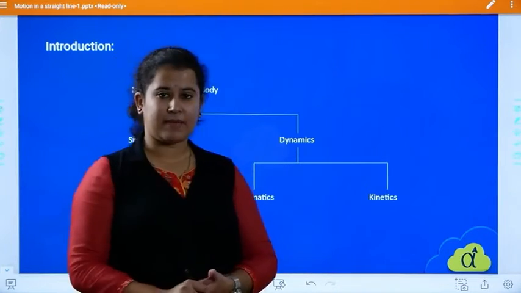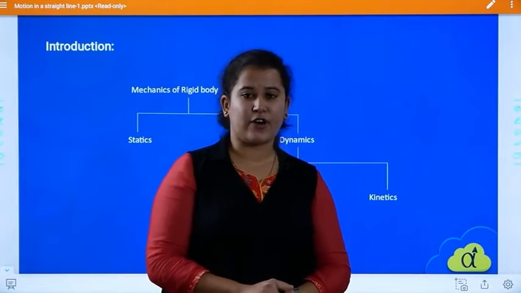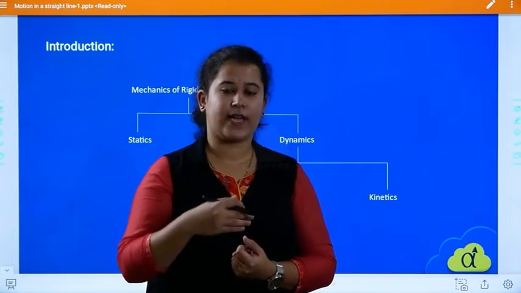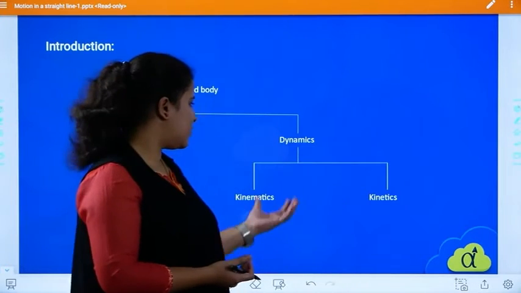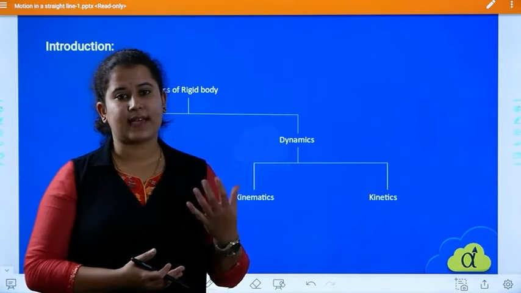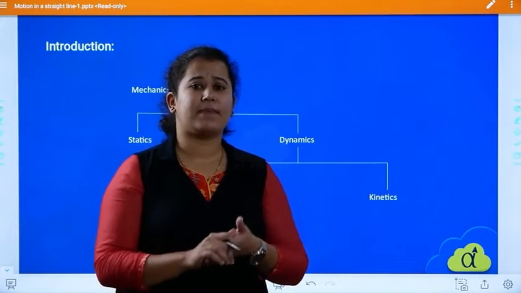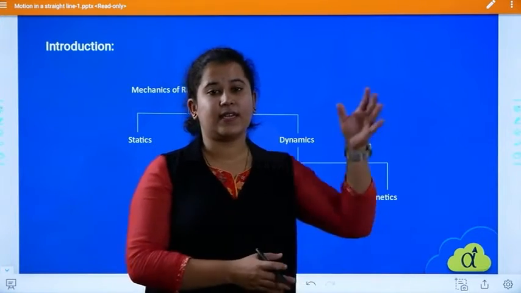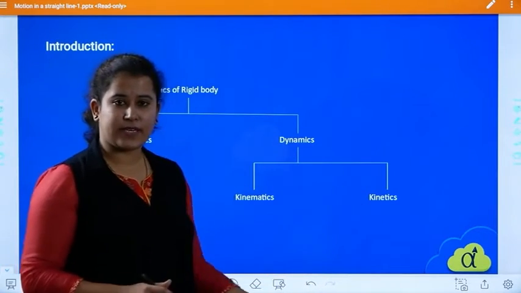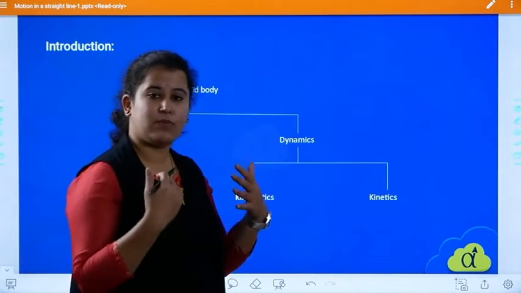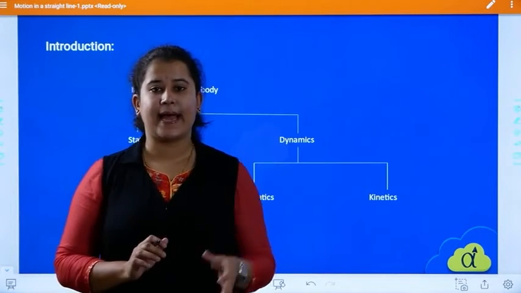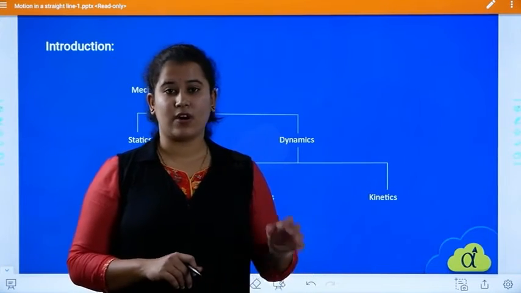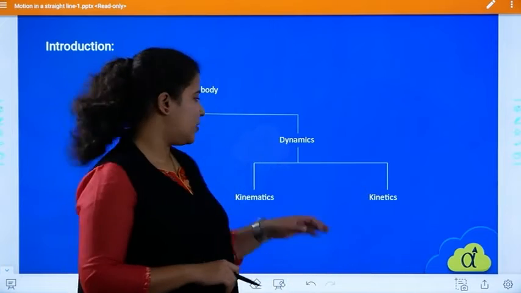Coming to the next, we have dynamics. Dynamics is the study of physics which deals with motion, that is, object in motion. In dynamics, you again have two types: one is kinematics and another one is kinetics. In kinematics, you do not consider the cause of motion. Whenever the object is in motion, you are not considering the cause behind that motion. But in kinetics, you are considering the cause of the motion of the object, right? So that is how it is.